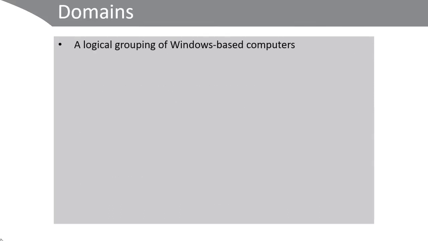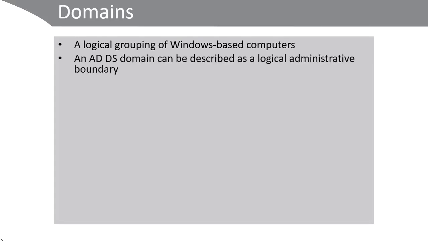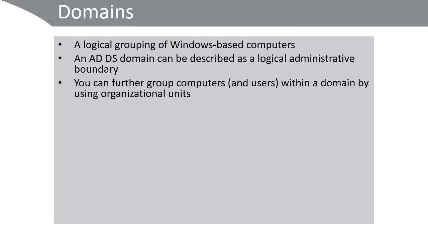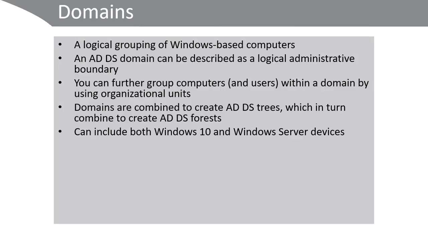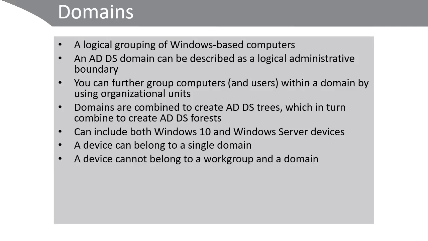A domain is a logical grouping of Windows-based computers. An Active Directory Domain Services domain is described as a logical administrative boundary. The domain contains a group called domain admins, members of which can perform management on any object in the domain, but not on any objects outside of the domain. Within a domain, you can group computers and users by creating organizational units. Domains are combined to create Active Directory Domain Services trees, which in turn combine to create forests. A domain can include both Windows 10 computers and Windows Server devices. A device can belong to a single AD DS domain, and a device cannot belong to a workgroup and a domain.